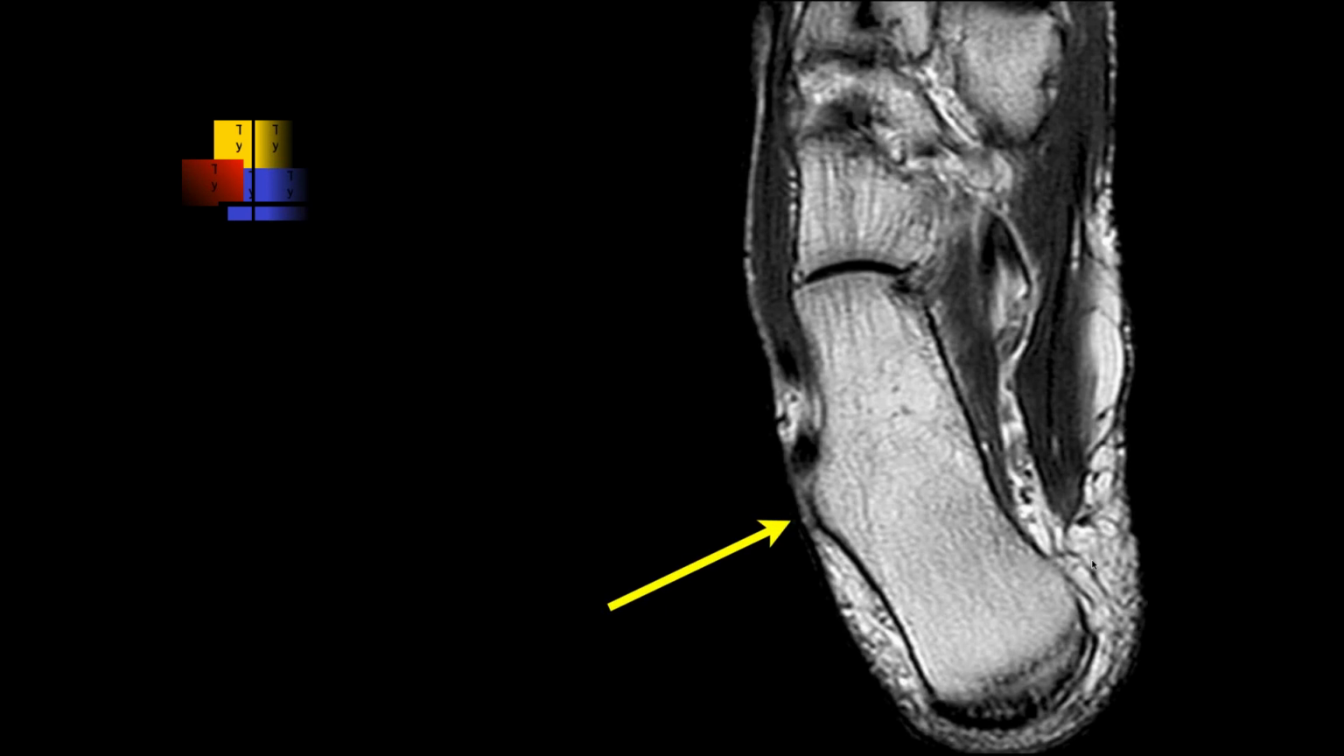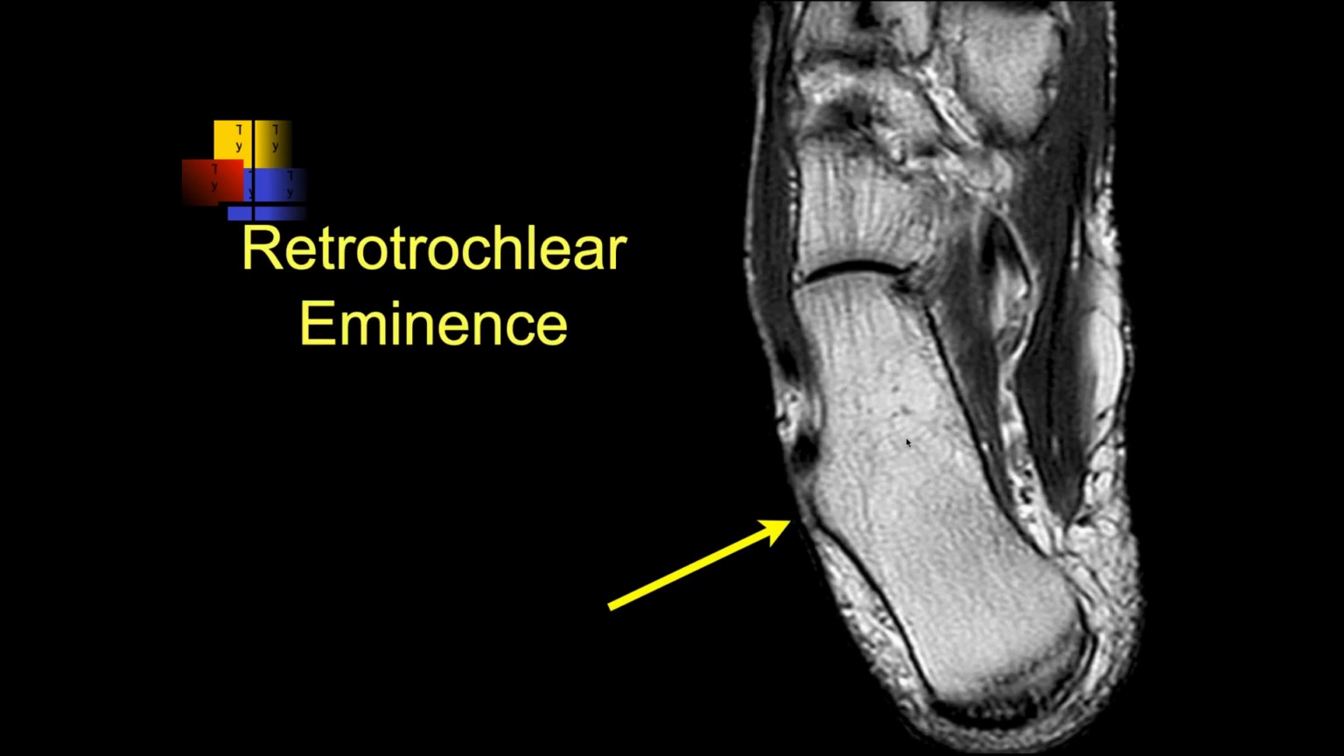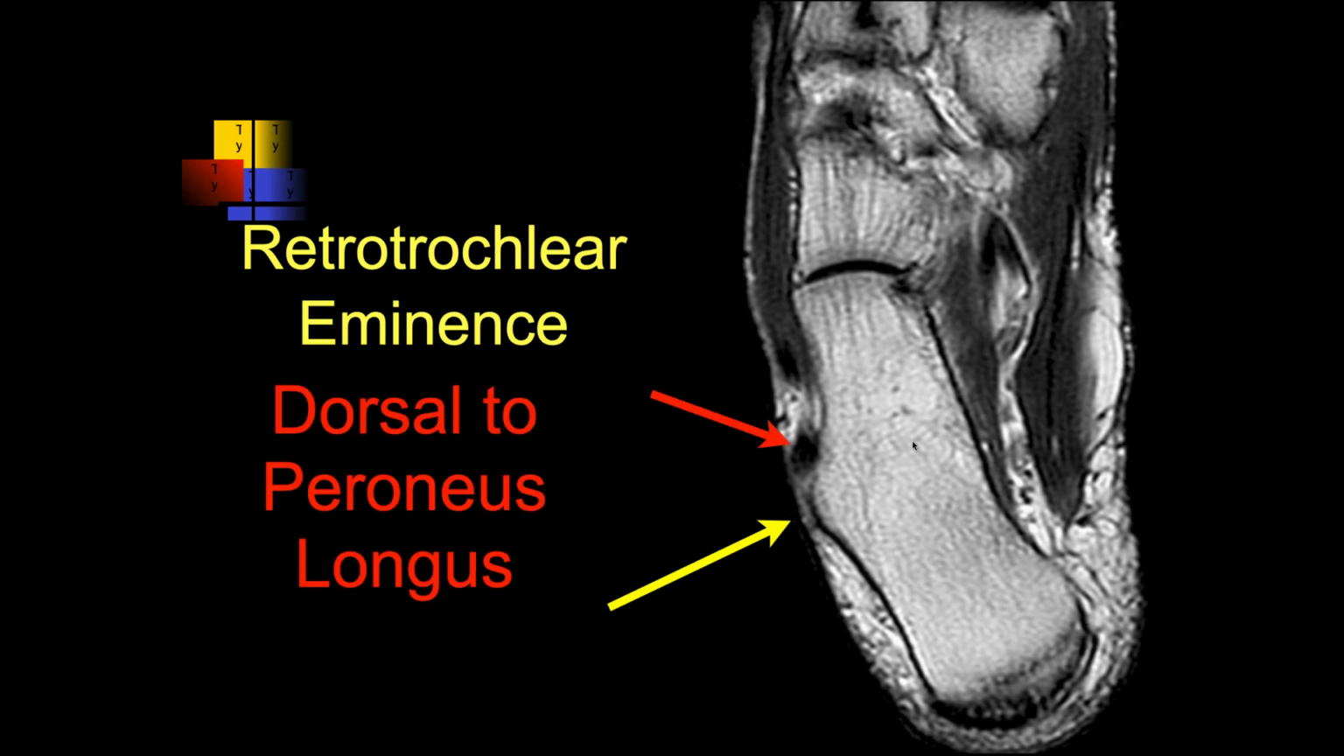Okay. And this again, in contradistinction to the retrotrochlear eminence, is a normal finding, not a cause of symptoms, where we can see both tendons anterior. This is a common mistake, to call this a peroneal tubercle.